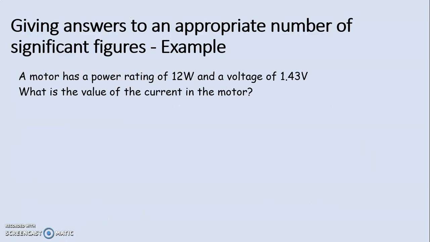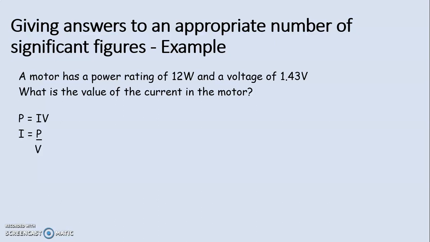To help with this, here is an example. It's a National 5 electricity question. A motor has a power rating of 12 watts and a voltage of 1.43 volts. What is the value of the current in the motor? To find the current, we use the formula power equals current times voltage, P equals IV. And then we rearrange for current, which is I equals P over V.